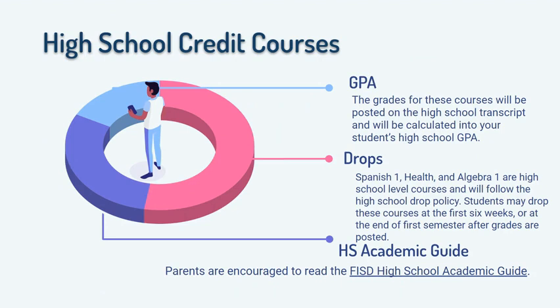Schedule changes or drops. Spanish 1, health, Spanish 2 also, and Algebra 1 are high school level courses and will follow the high school drop policy. Students may drop these courses after the first 6 weeks or at the end of the first semester after grades are posted. The high school academic guide is listed on the Frisco ISD website. It's also linked in this presentation. But on the Frisco ISD website, if you search course catalog or academic guide, this will get you to the middle school and high school guides and course cards.